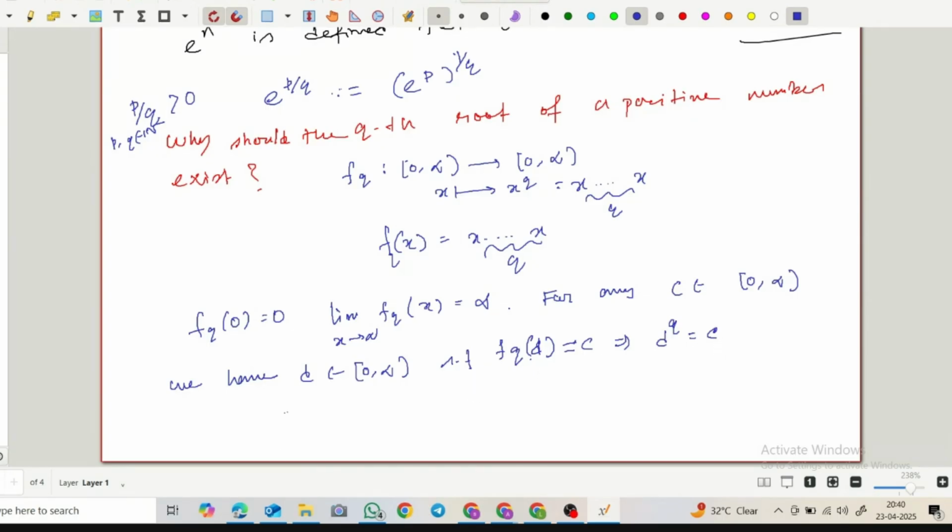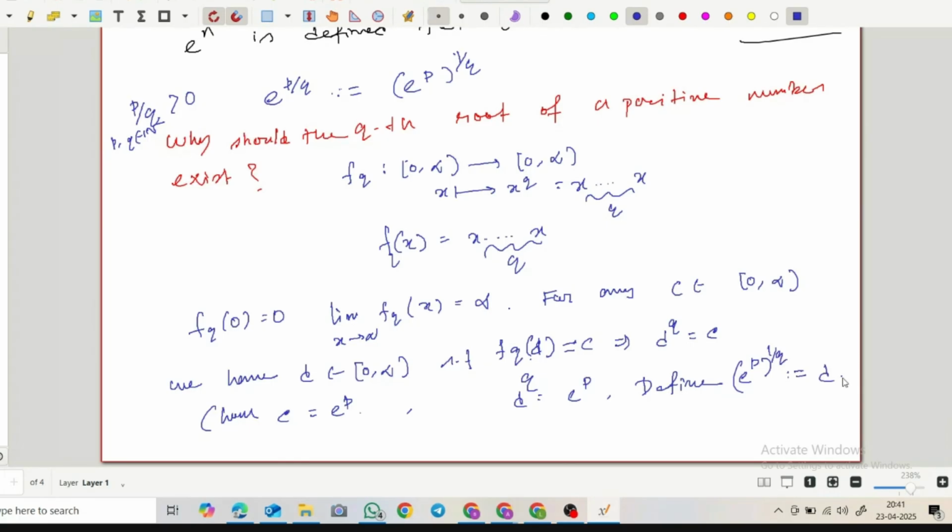Now choose c equal to e to the power p. So you have a d such that d to the power q is e to the power p. Define e to the power p by q to be what?